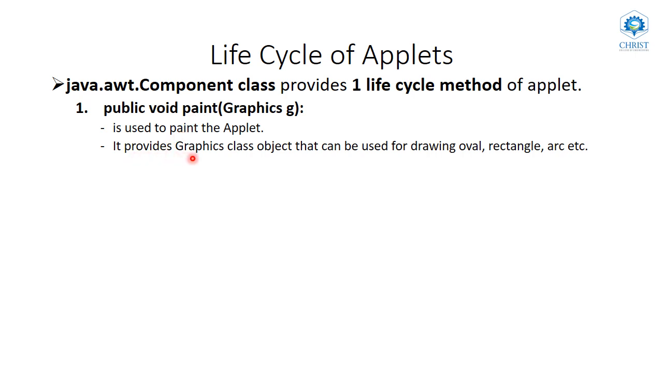It provides a Graphics class object that can be used for drawing our rectangle, arc, etc. So this is the fifth method in the life cycle of an applet, and this method is provided by the component class. The remaining four methods are given by the applet class, that you have to remember. This method has a parameter, and that parameter is an object of class Graphics. Using this object we can display and draw different things on the applet, on the web page.